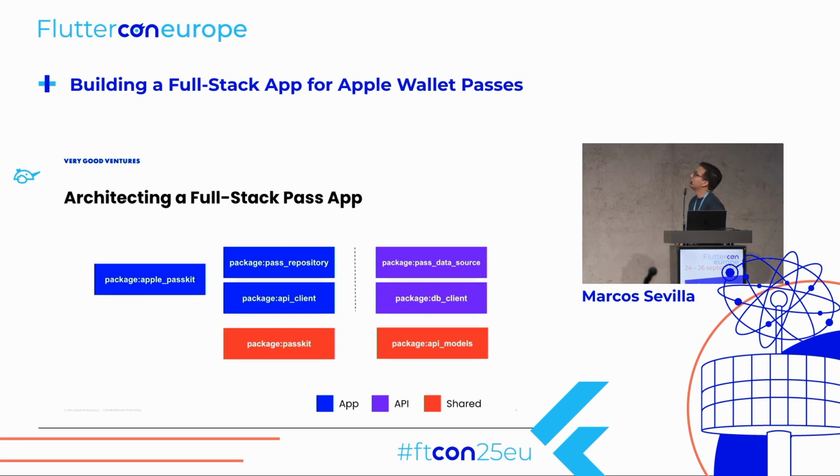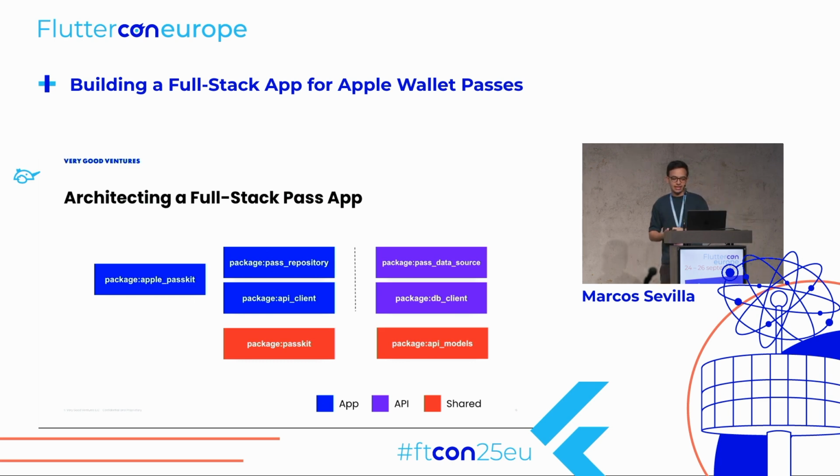So yeah, pretty much the way it works is I have the API first. I have the DB client where I store the passes on the database, and also I have the pass data source. That's how I'm going to depend on PassKit to sign the passes, right? And it's pretty reusable. This is open source, so you can use it on your projects if you want. Just import the package, and yeah, it's pretty plug and play.